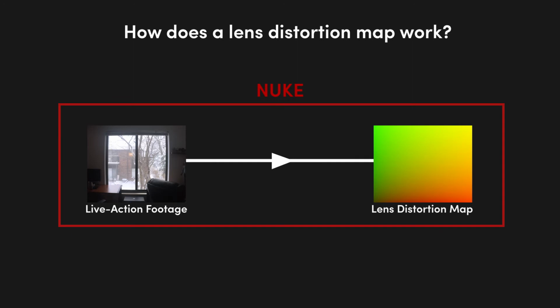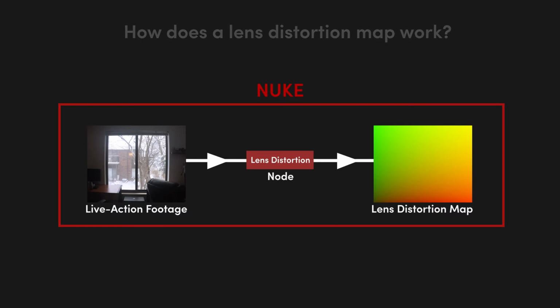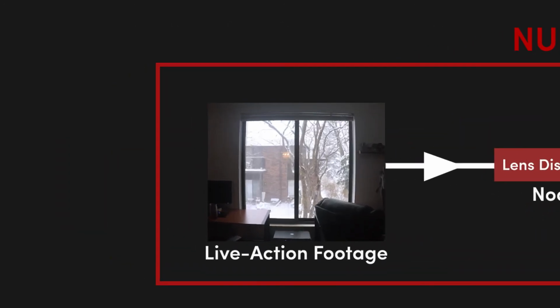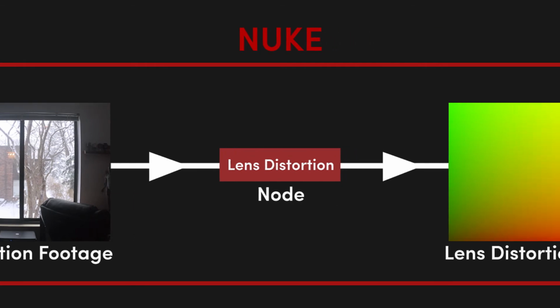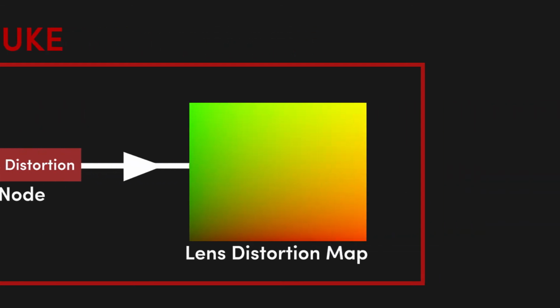We won't go too deep into Nuke's lens distortion workflow here, but essentially Nuke has a lens distortion node specifically for handling this effect in live action footage. So in Nuke, we would pipe our live action footage into a lens distortion node, which has a few different tools to analyze the distortion effect. And then that node can actually bake that distortion information into a UV map image, which we can then output for use in Redshift.